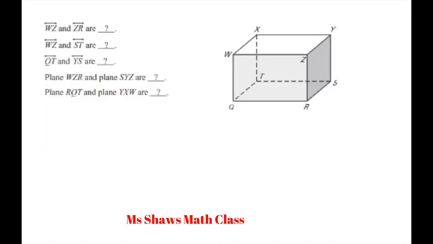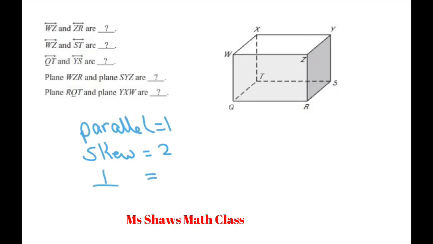So we're going to do a few more. Remember that parallel is going to equal 1. Skew equals 2. And perpendicular, I'll just write that, equals 3. So we have WZ and ZR. Those are perpendicular. They form a right angle here.